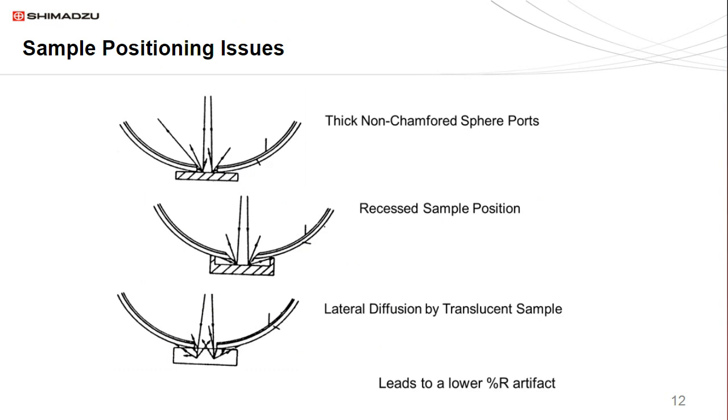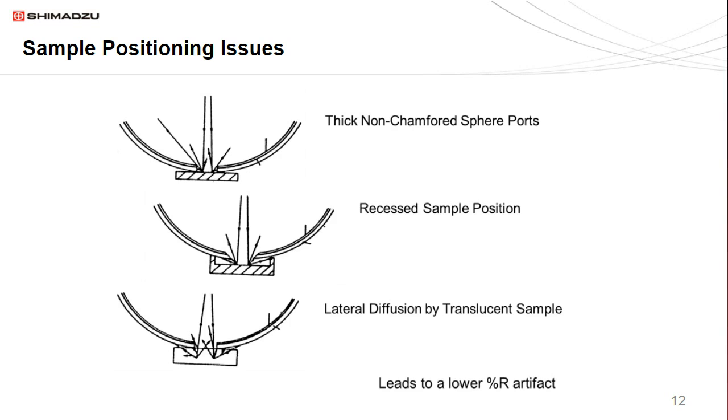Let's talk a little bit about how samples fit up against the diffuse reflectance port of an integrating sphere. The size, shape, and nature of the sample can cause placement issues. All of these placement issues will yield a lower than expected %R result. They usually always give lower %Rs.